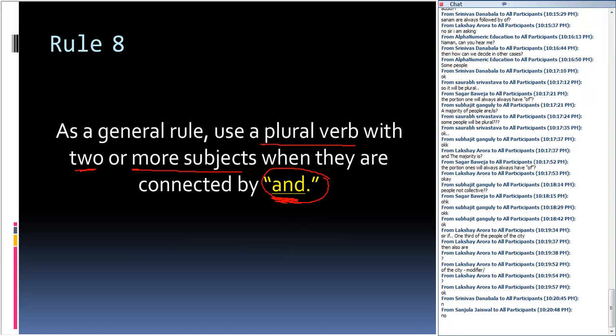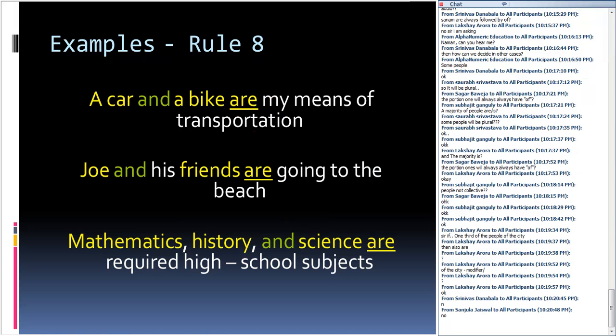This I believe you already know. ये तो आपको पहले से बताया. Okay, I hope so. For example, a car and a bike are my means of transportation.